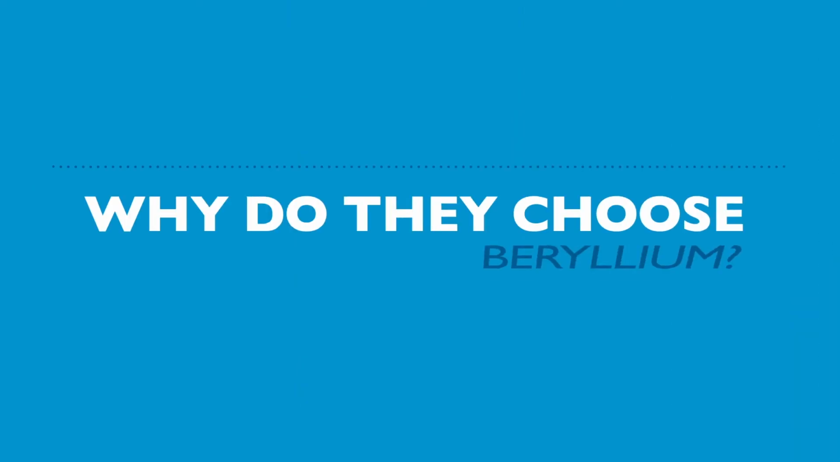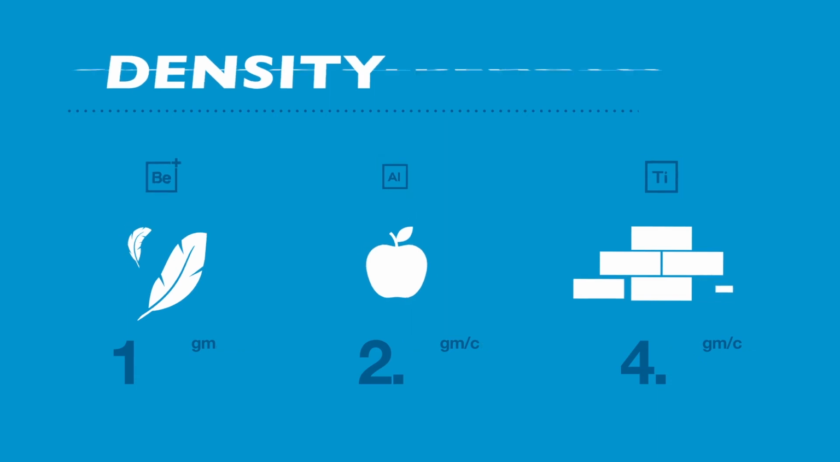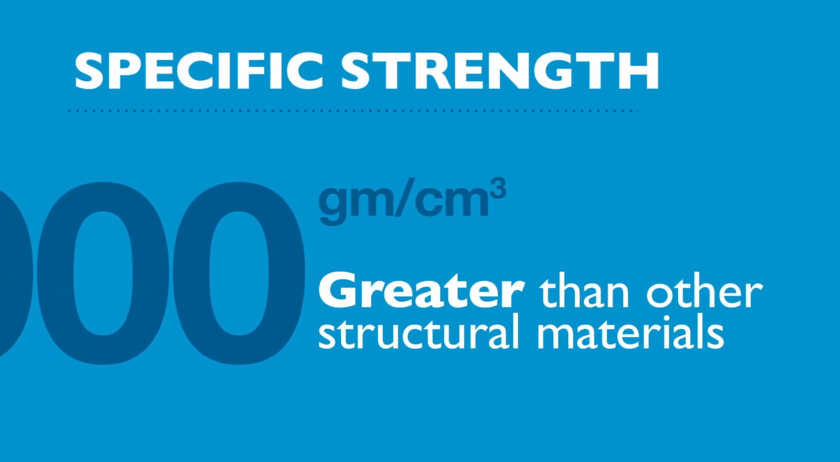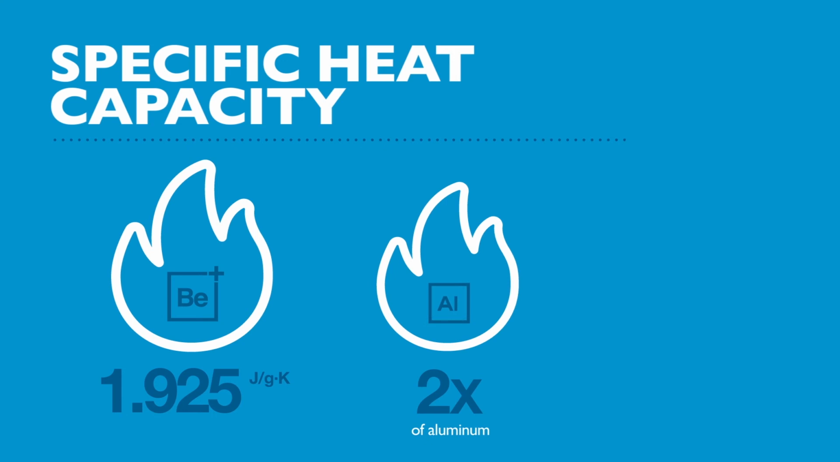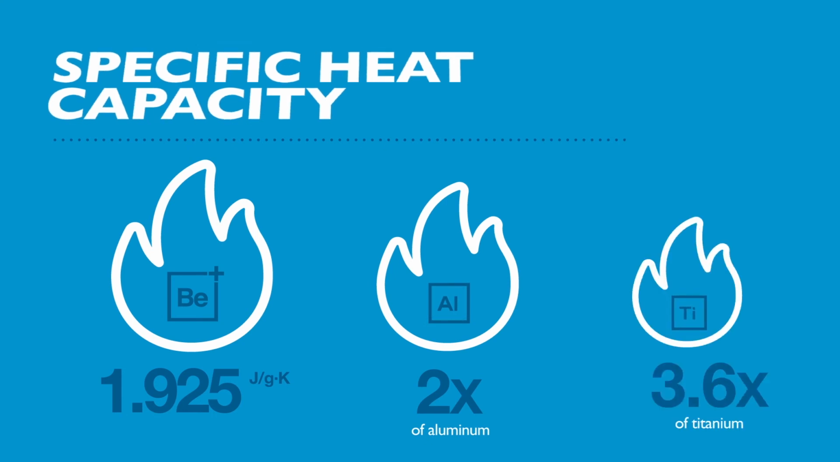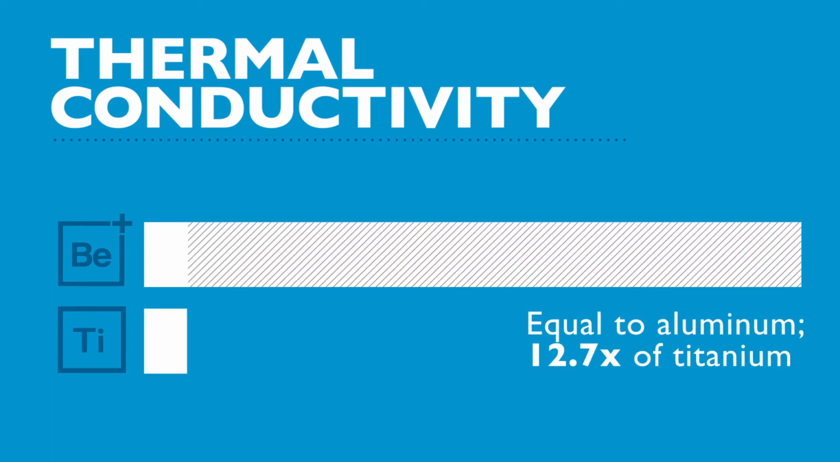So, why do they choose beryllium? For one thing, it provides lighter weight than most competing materials, but with a strength-to-weight ratio greater than more conventional structural choices. At the same time, beryllium boasts a specific heat capacity that is twice that of aluminum and more than 3.5 times that of titanium. Plus, its thermal conductivity is more than 12 times greater than that of titanium.